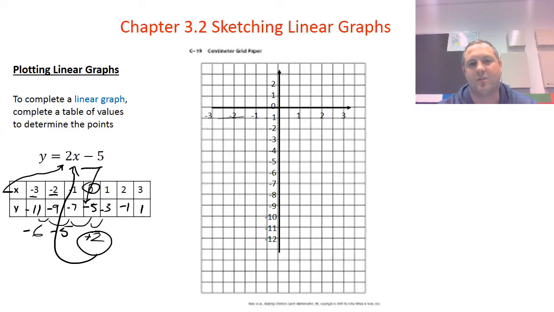Okay, so what we're going to do is now plot that on our graph. Alright, so the first thing we're going to do is go across to -3 and down to -11, which is down here. Just put it on the corner. -2 to -9. Okay, so coming down.